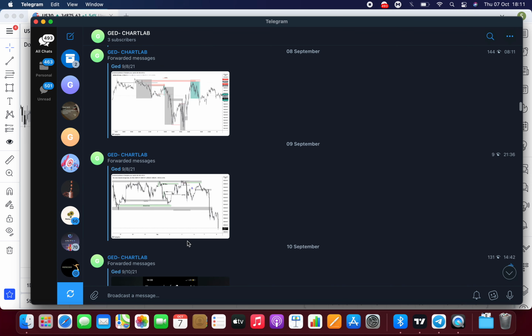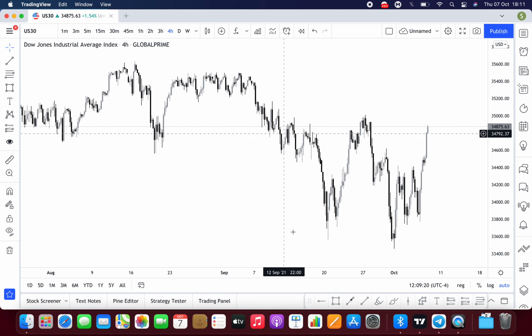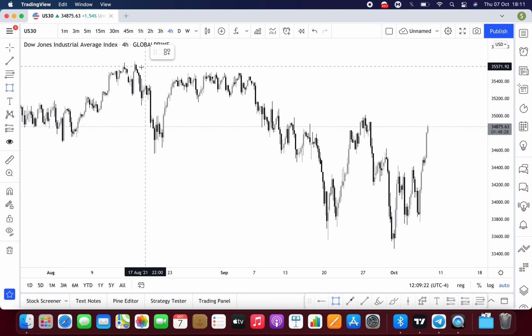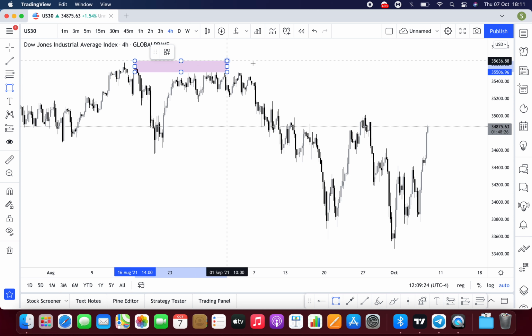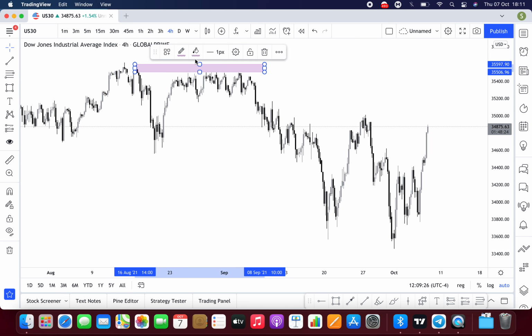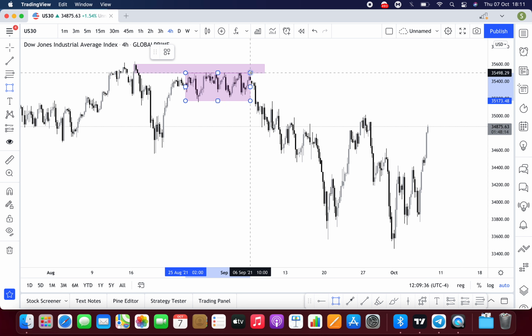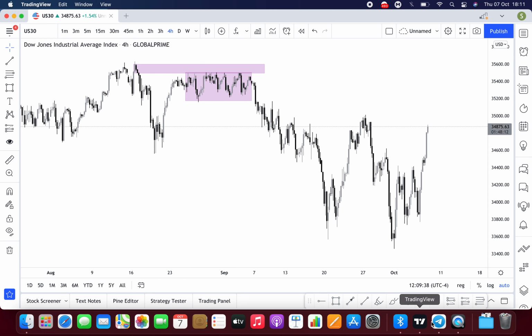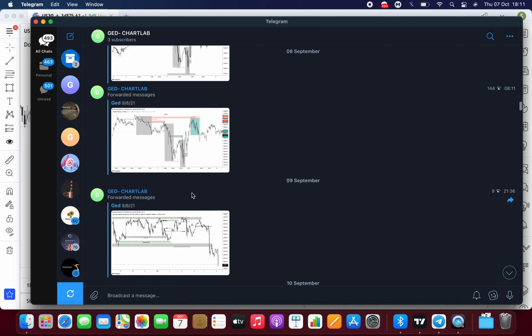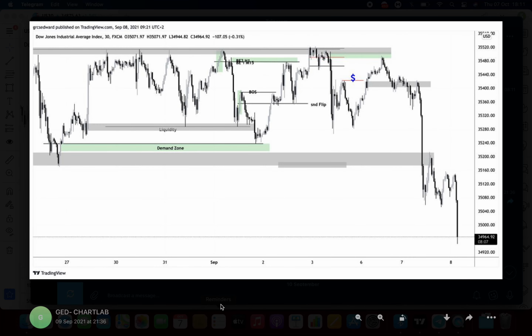So the first thing I want to show you, let me just mark the level first so that I can go inside my chart lab. Do you see this zone here where we have this supply level, and how the market was playing? I've been watching all of this zone, the way it was happening. I have everything on my chart lab, if you can check from here.